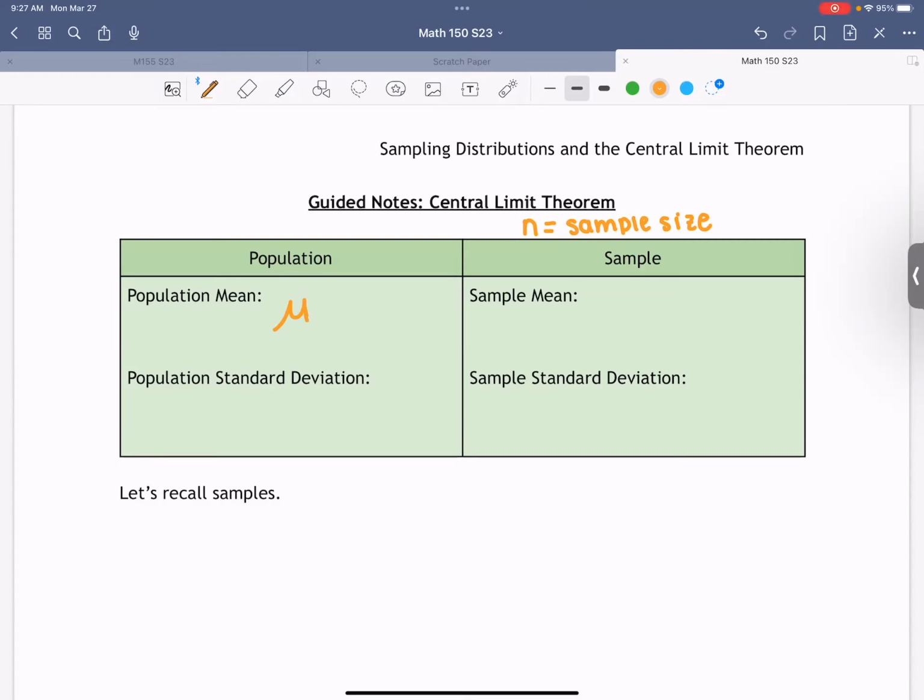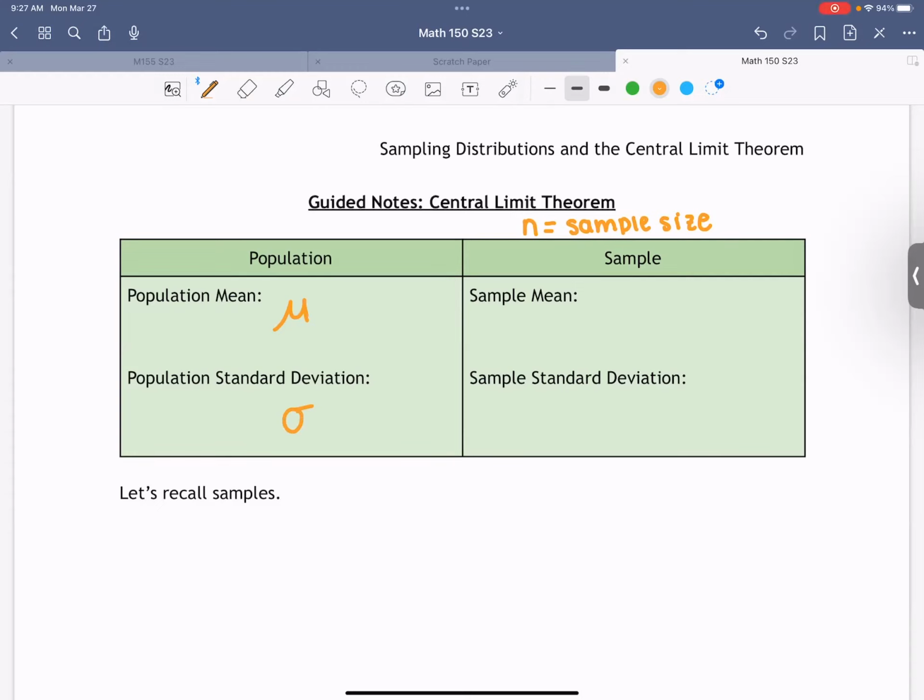Anyone remember the symbol for standard deviation? Michael? Lowercase sigma, right? I like to say a circle with a line on top. That's the Greek letter for S. It represents the standard deviation, but it's very specific to the population.